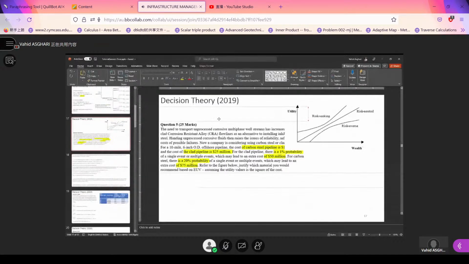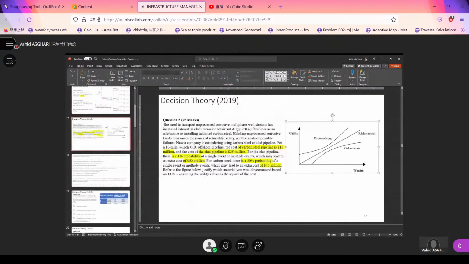The need to transport unprocessed corrosive multi-phase well stream has increased interest in clad corrosion resistant alloy. This is basically a story, nothing really serious here. As an alternative to installing inhibited carbon steel. Okay, we have two choices. Got it.